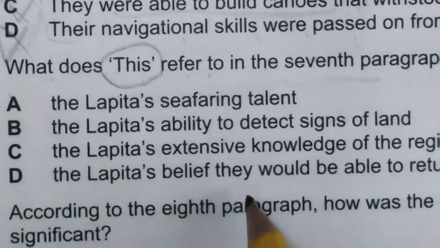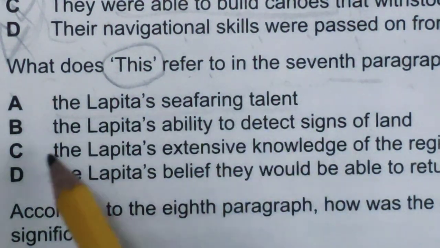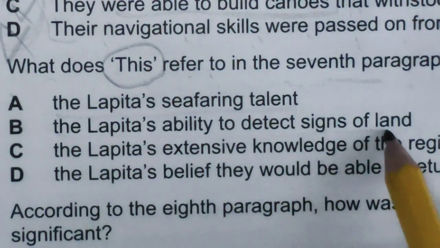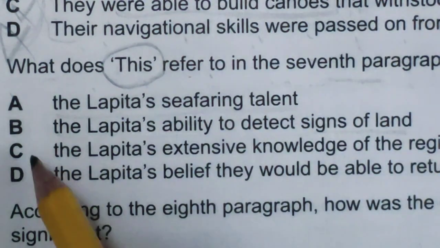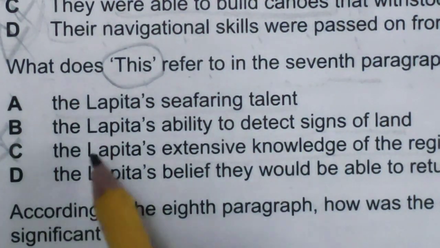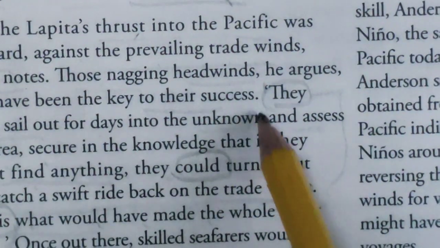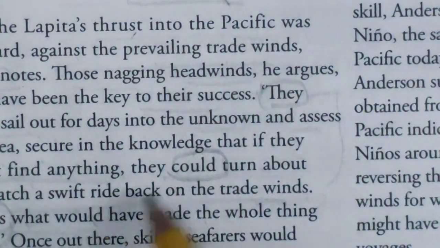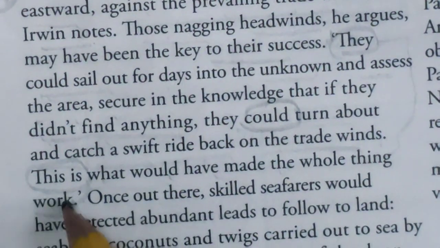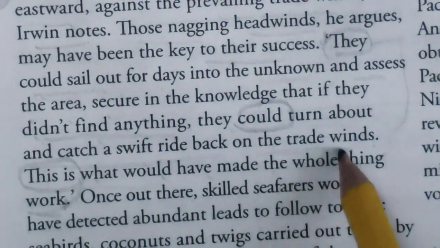Let's read the options first. A: The Lapita's seafaring talent. B: The Lapita's ability to detect signs of land. They have not explained this here. C: The Lapita's extensive knowledge of the region, and after that everything, we can find the main answer from here to here. So here they have explained their qualities, and in the end it is that they could go back on the trade winds.